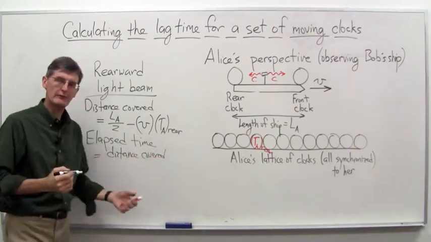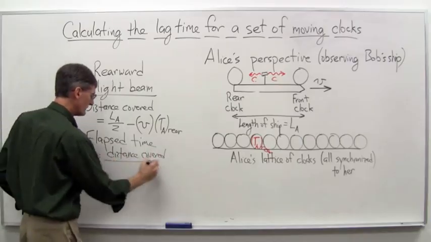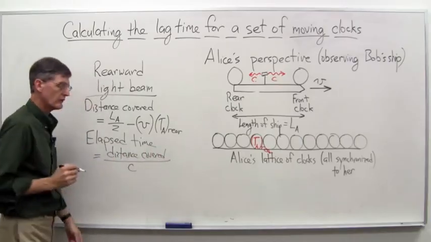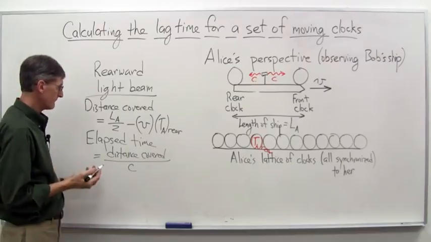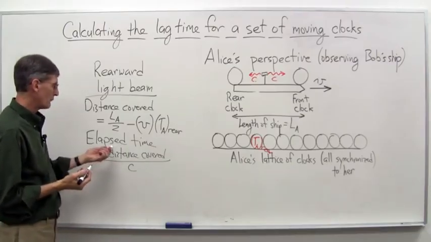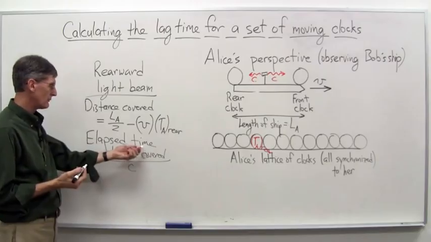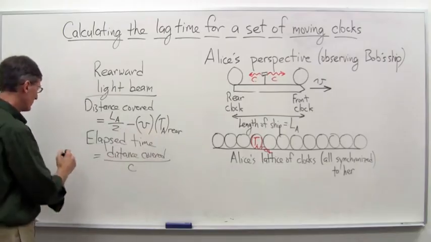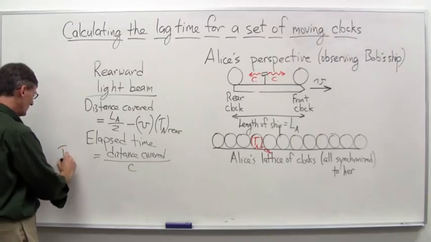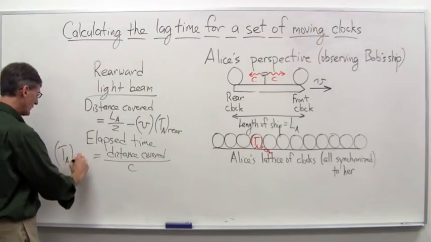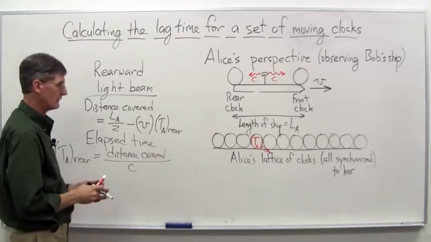Maybe distance traveled would be a little more precise here, but distance covered divided by the speed of light. Okay? But what is the elapsed time? The elapsed time is TA rear. So here's what we've got. We've got TA. Again, this is all from Alice's perspective.